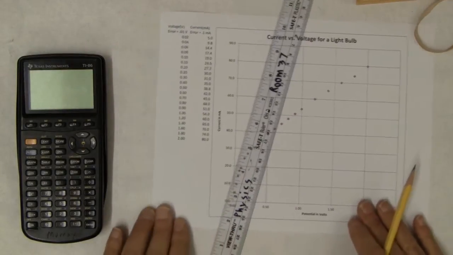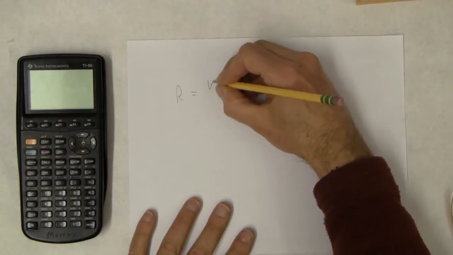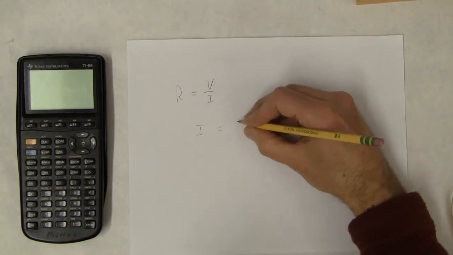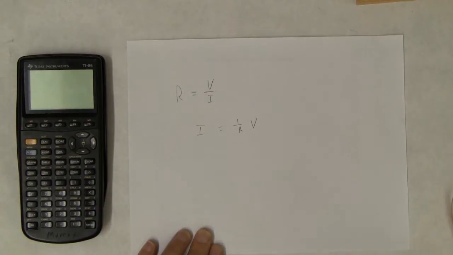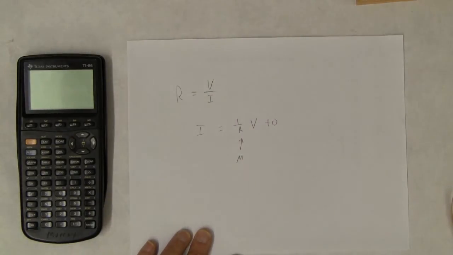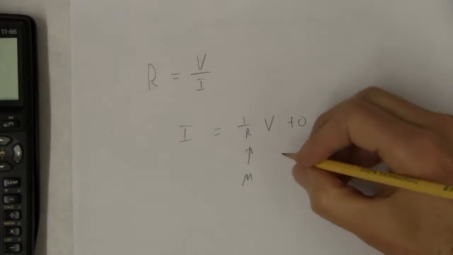Because if it obeyed Ohm's law, R is V over I, right? So I should be 1 over R times V, plus 0. So this is our slope. Our slope is 1 over R. Let's see if I can zoom in on that. There we go. Okay, our slope is 1 over R.